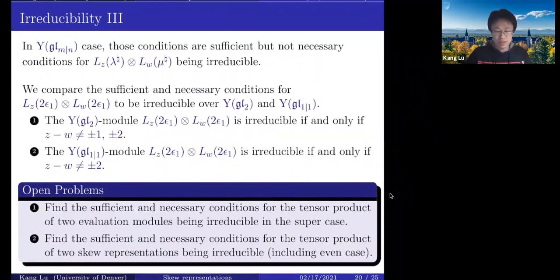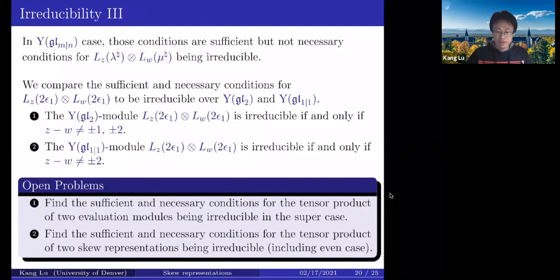Let us just look at an example as follows. A very simple example is to look at GL1 and GL2. For GL2, those two modules are irreducible if and only if the difference of the evaluation parameters is not +1 or -1, +2 or -2. But for the GL11 case, there are different spaces over different algebras, and this module is irreducible if and only if the difference is not equal to +/-2. So this explains why this is a sufficient but not a necessary condition.